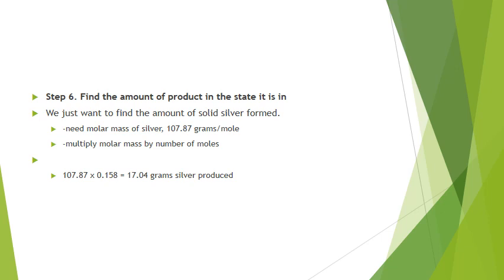Okay, so the question was how much silver is formed. Silver is a solid, so you need to find the molar mass. This is the molar mass. We found that we will produce 0.158 moles. So multiply that by the molar mass, and we get 17 grams of silver produced. And that's it. Okay. All right.